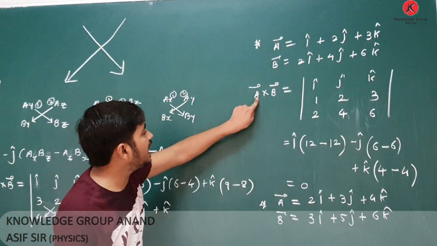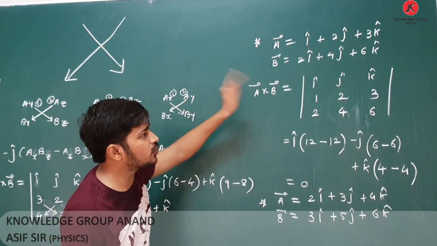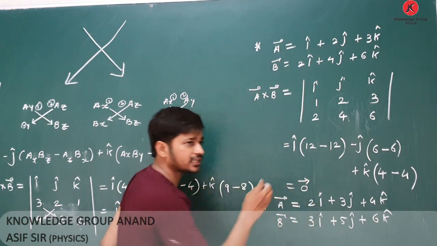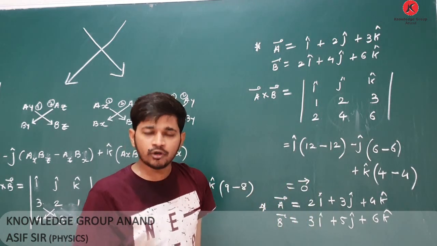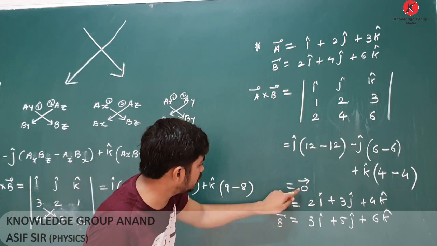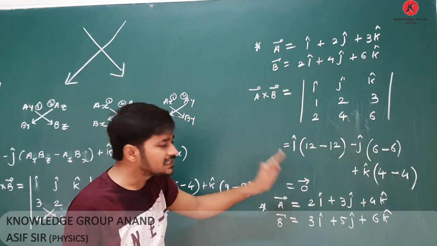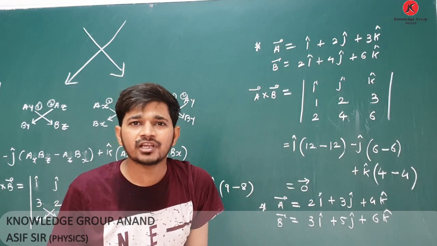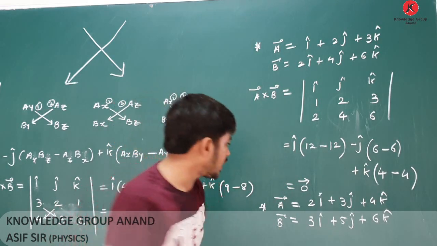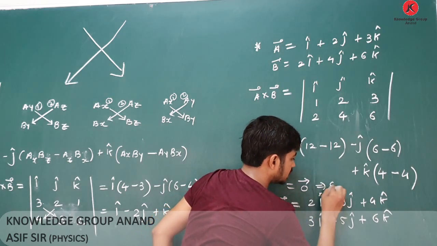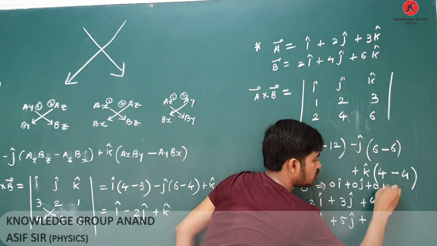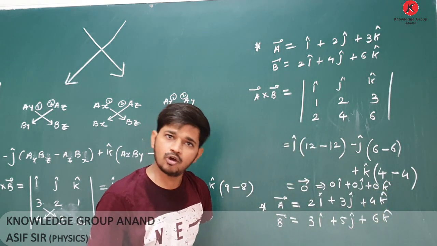Now, A cross B is the vector product of two vectors. Then how to write it? It is the 0 vector. We know what a 0 vector is. A 0 vector means having magnitude 0. Here its magnitude is 0. So you have to write this as the 0 vector. A 0 vector means 0i caret plus 0j caret plus 0k caret. Clear about this?